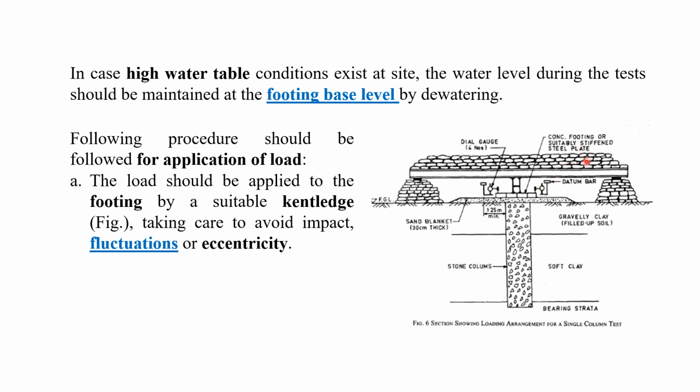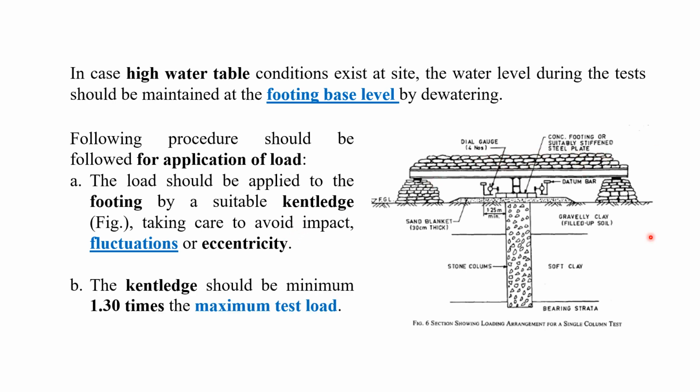Suppose in the beginning you are putting the kentledge in the form of sandbags at the edge. In that case, eccentricity may take place. So fluctuation and eccentricity should not be there while loading the kentledge. The kentledge should be minimum 1.3 times the maximum test load. Whatever the maximum test load you are going to use at the site, at least 1.3 times kentledge load should be used. The kentledge should be minimum 1.3 times the maximum test load which you are going to use at the test site.